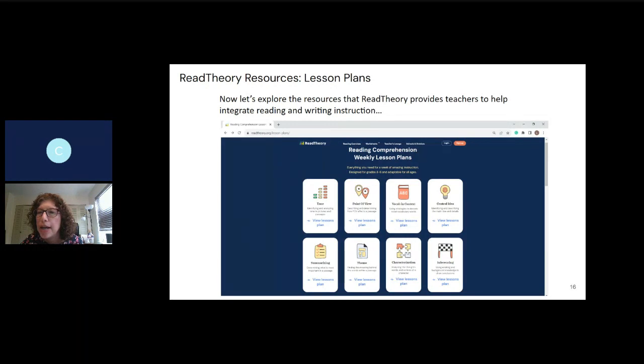And so there was a question, are the lesson plans part of the free ReadTheory? And yes, I think once you've already provided your email address as a teacher, that should be available to you. If anything that I'm saying about the ReadTheory platform is incorrect, please, if one of the moderators from ReadTheory can correct me on that.